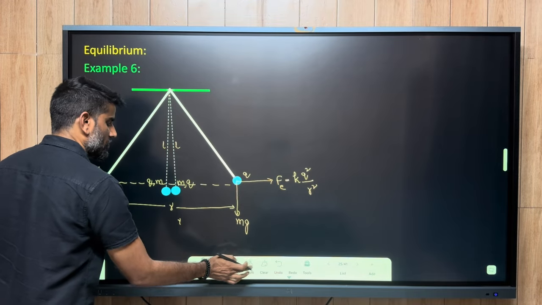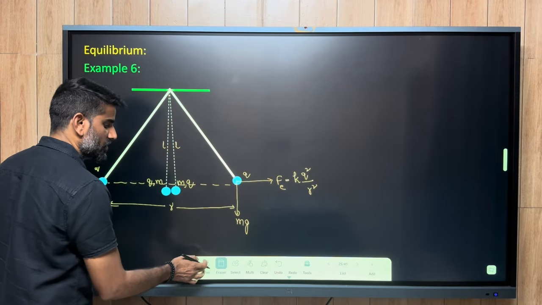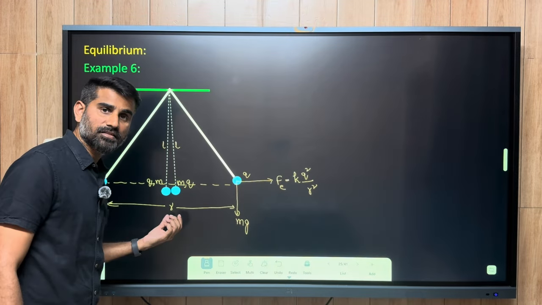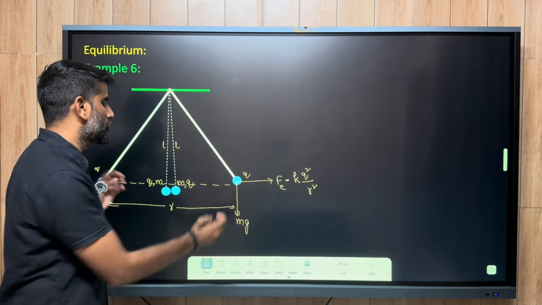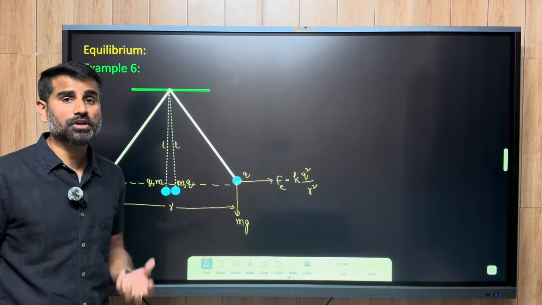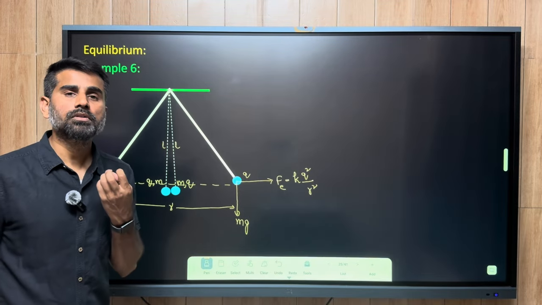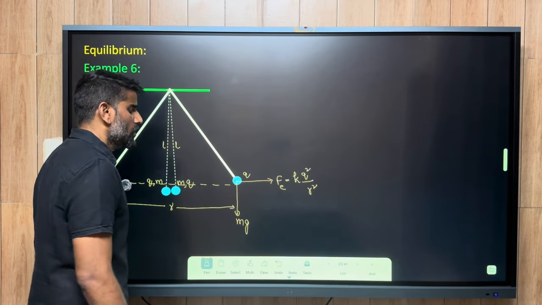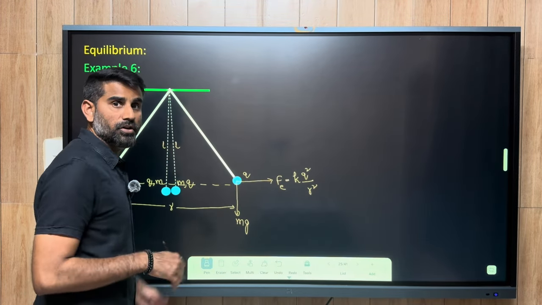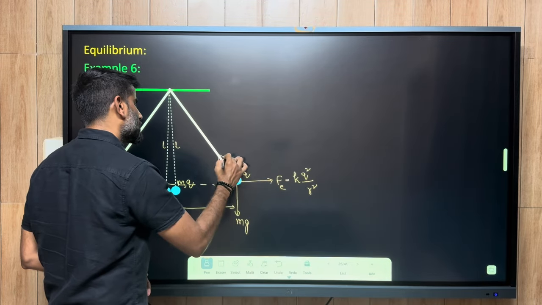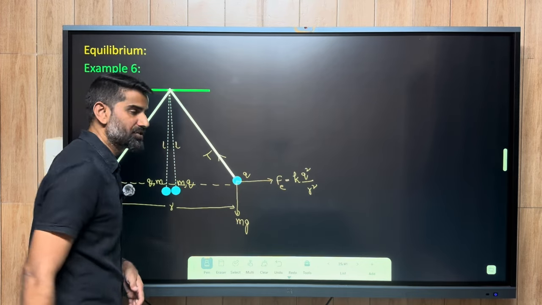the square of the separation between the two charges, which I am considering as R. So K Q square by R square is the electric force, the repulsive force between the two charges according to Coulomb's law. Now, this weight and electric force develop a certain amount of tension in the string, which is T.